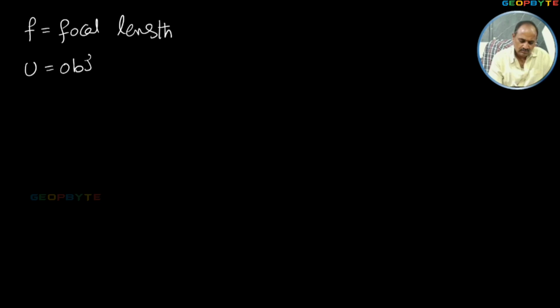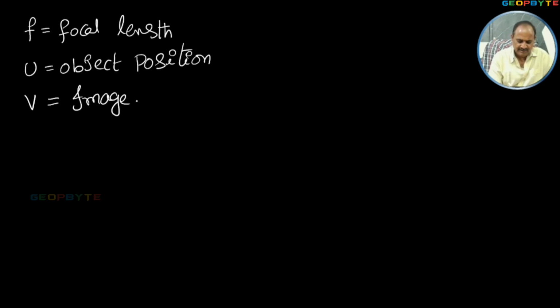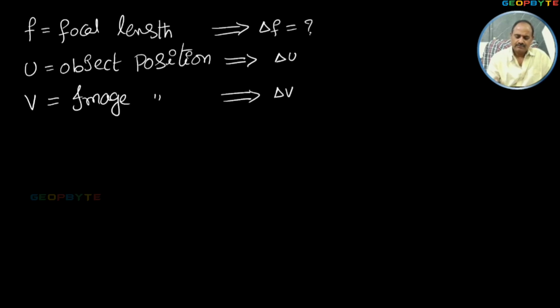Okay. Now it is given that f equal to focal length, u equal to object position, v equal to image position. Okay. Now, given that the least count for object position is delta u, least count for image position is delta v, you are asked to decide what is the least count of focal length delta f.